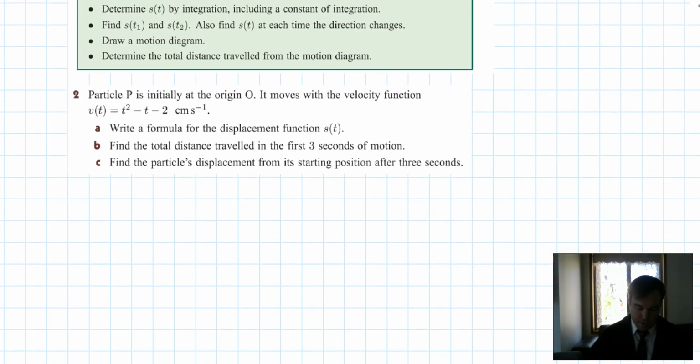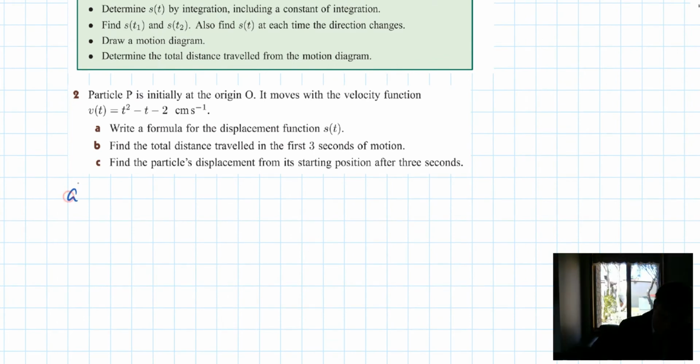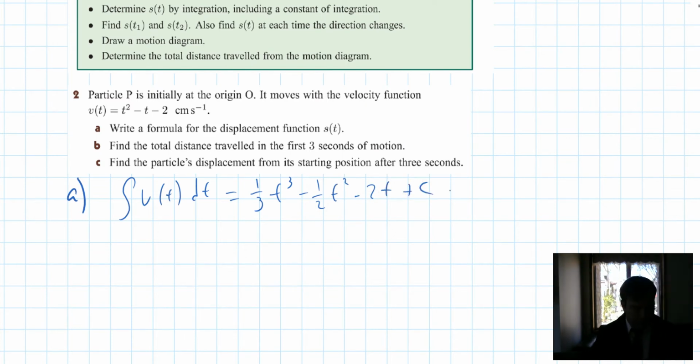Alright, so let's look at an example. First of all, it asks us to write the formula for s of t. So the formula for s of t looks like this. We want to integrate v of t dt. And if we're integrating v of t dt, because it's a nice simple polynomial, that works out quite nicely for us, plus c. Right? That there is s of t. Now note, because we don't know c, we don't actually know the starting position, we just know the starting position or displacement in terms of t and c.